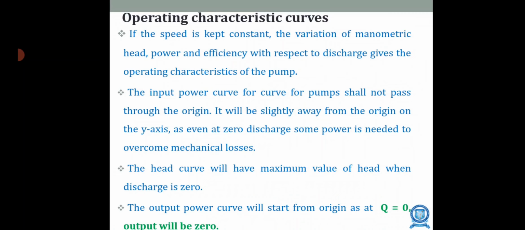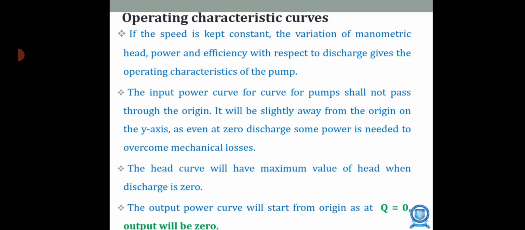Next is the operating characteristic curves. If we keep the speed constant, the variation of manometric head, power and efficiency with respect to discharge will give you the operating characteristics of the pump. You keep the speed constant, and how the manometric head, power and efficiency vary with respect to discharge gives the operating characteristics of this pump.